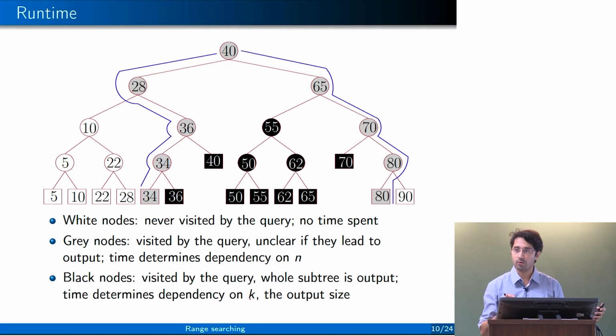White nodes I do not count. What is the number of grey nodes that I will visit? 2 log n. And what is the number of black nodes? I do not care, I will charge this on the output size, because whenever I have to go left or this, I do not mind, because I have to report the whole subtree, and that is on the output size. I will charge that on the output size. Clear till now?